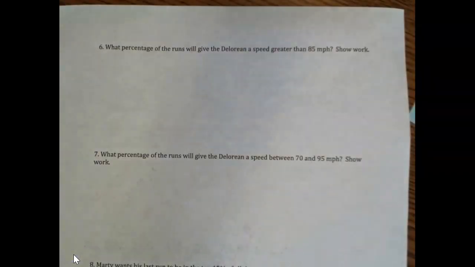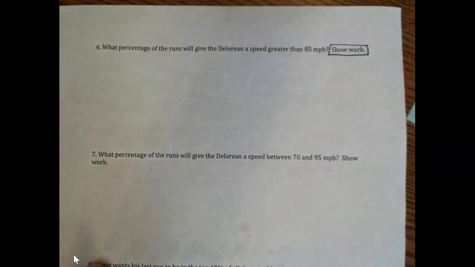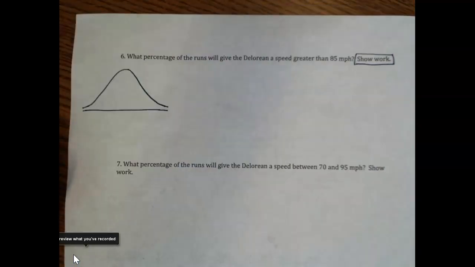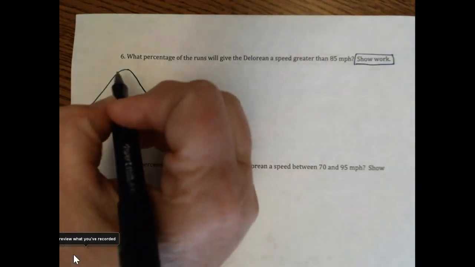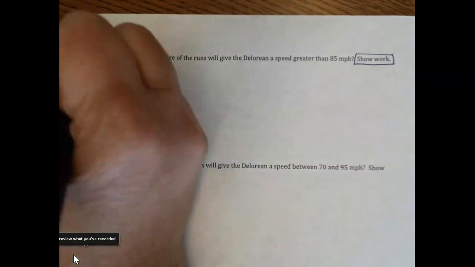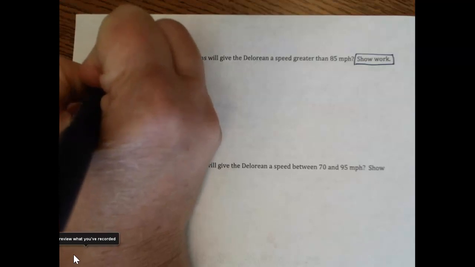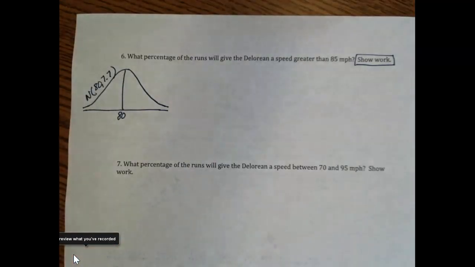All right, so question 6 wants to know what percentage of the runs will give the DeLorean a speed greater than 85 miles per hour. Even if I don't say this, I always mean it: show your work. So the first thing we're going to need to do is draw a normal curve. From the front, we know that our mean was 80, and the standard deviation was 7.7. We want to include our notation. Right now, that's all you need to draw.